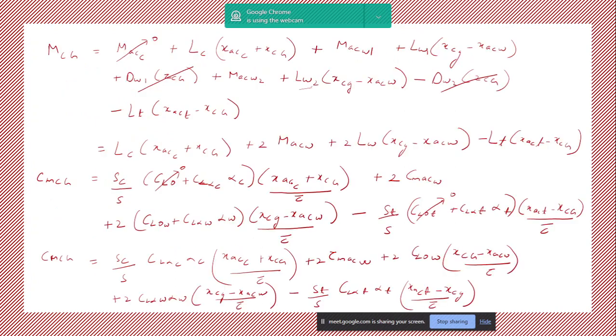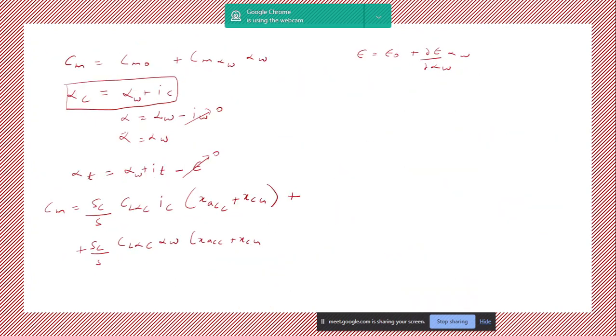Okay, next will be the wing. What comes for the wing? This is constant, 2 CMAC wing plus 2 CL naught, CL naught of the wing into the moment arm. This again will have a C bar.